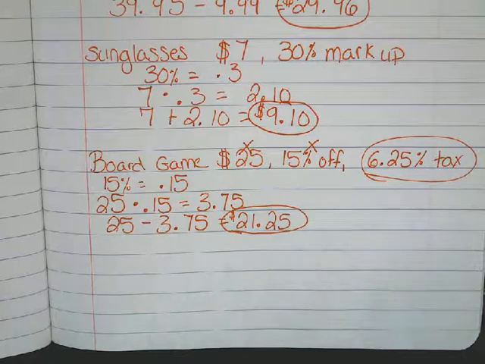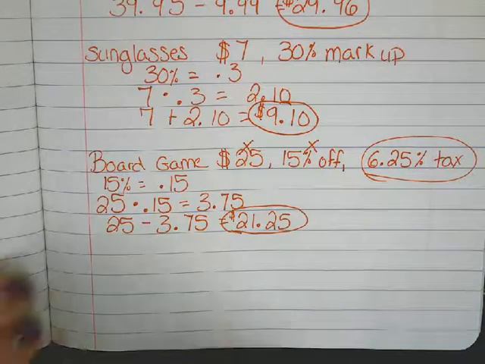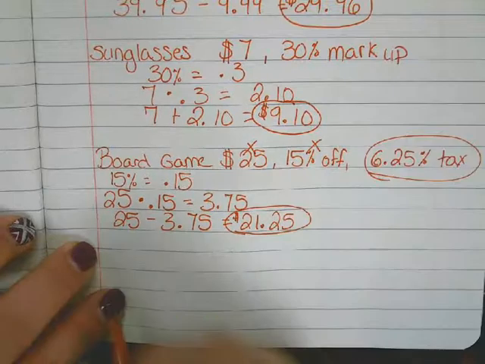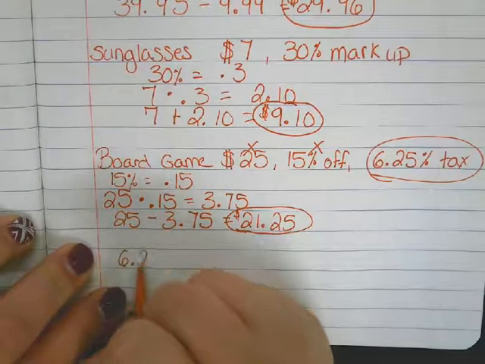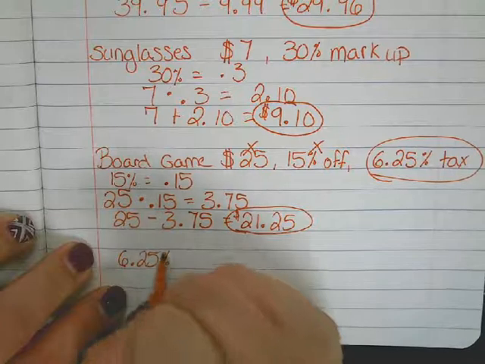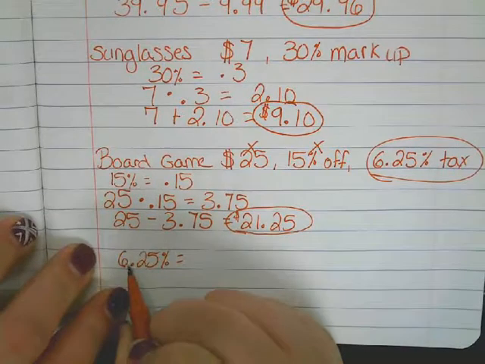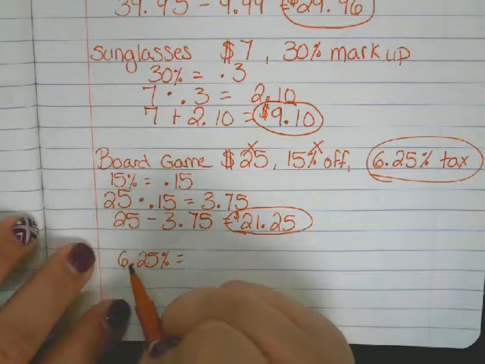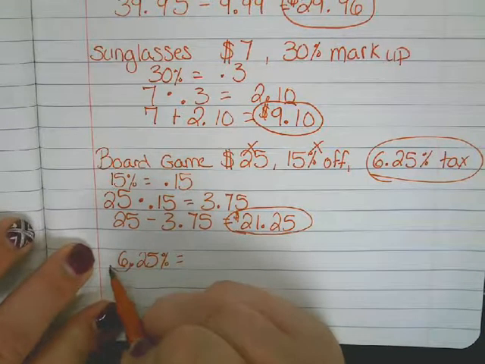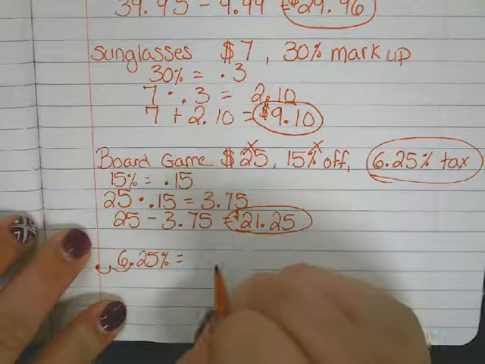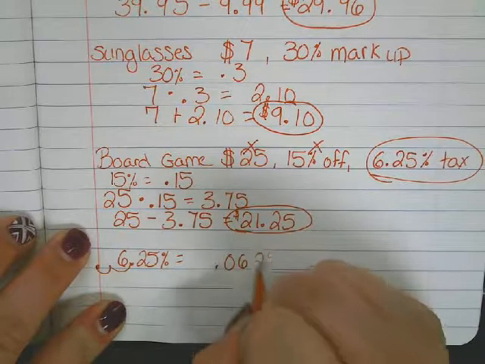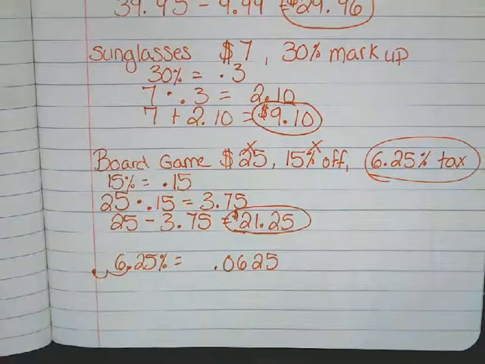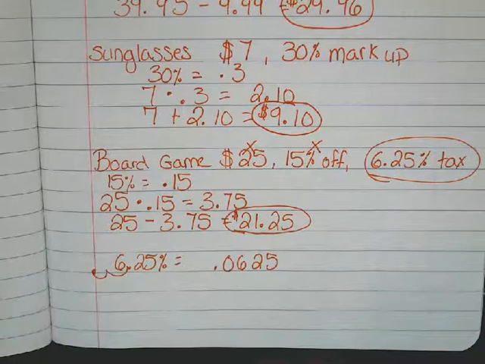So now I'm taking 6.25% and changing it to a decimal. This is where I said some of them might already have a decimal in it. I still have to move that decimal 2 times though to the left. So if I move that decimal 2 times to the left, I end up with 0.0625. Does that make sense what we did? Still taking that decimal, moving it 2 places to the left.